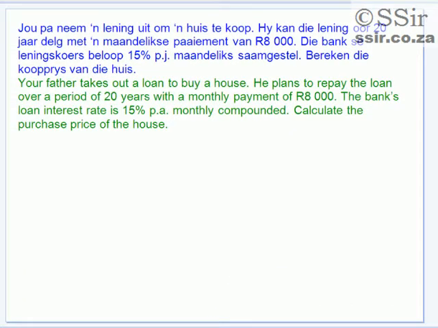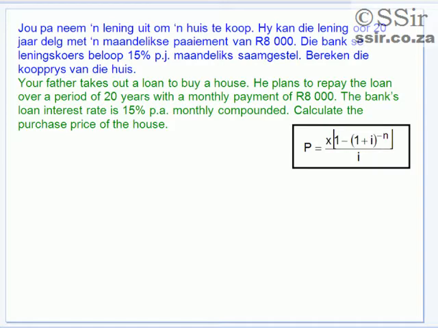Your father takes out a loan to buy a house. He plans to repay this loan over a period of 20 years with a monthly payment of 8,000 Rand. The bank's loan interest rate is 15% per annum, monthly compounded. Calculate the purchase price of this house. So that is the value of the loan that your dad wants to take out. So we are looking for P, the present value of the loan now.